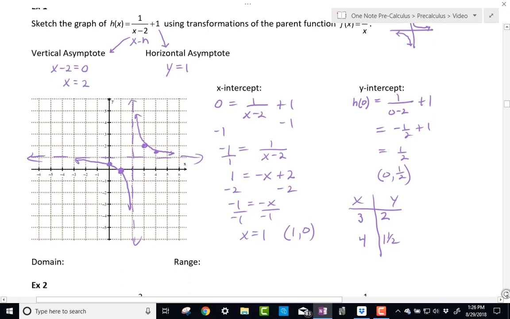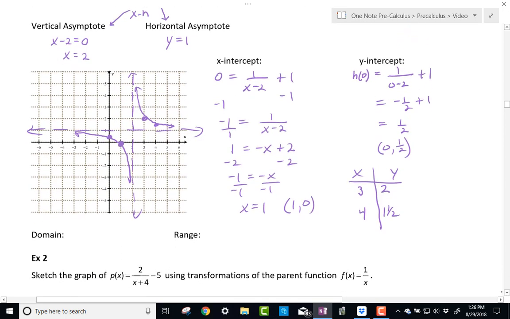Domain and range on this guy. The domain is x in the set of reals. This graph goes all the way to the left, all the way to the right, but it jumps over x equals 2 because that's my asymptote. So x cannot equal 2.